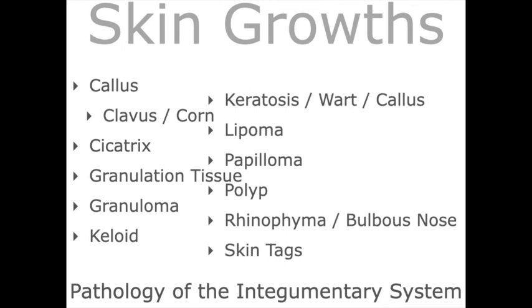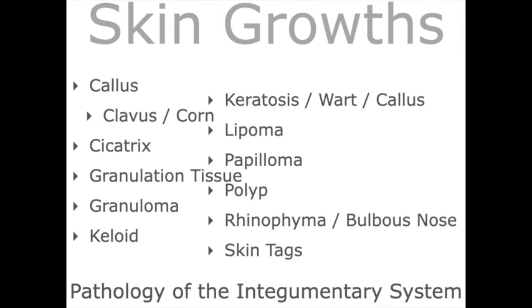A callus is a thickening part of the skin on the hands or feet caused by repeated rubbing. A clavus, or corn, is a callus in the keratin layer of the skin covering the joints of the toes. A cicatrix is a normal scar resulting from the healing of a wound. Granulation tissue normally forms during the healing of a wound to create what will become scar tissue.